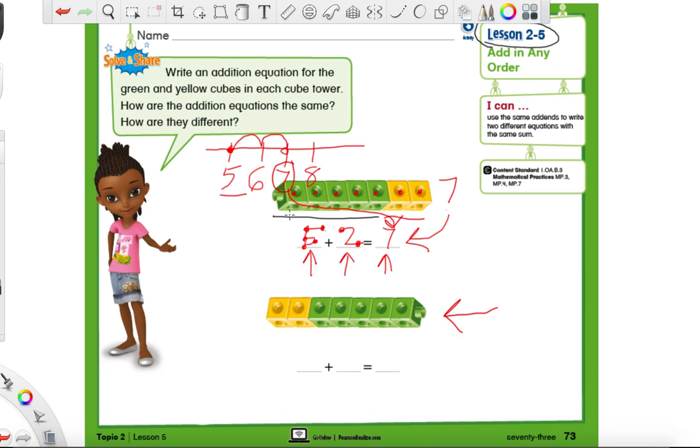Remember up here how we made our green as one group and the yellow was another group? Well, we're doing the same thing down here. Okay? All we did was we flipped them around. Now let's see what kind of addition sentence we would make. If the yellow is first, what number goes on this first line? Go ahead and write it down.